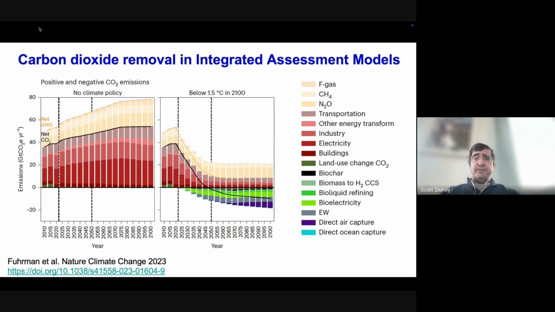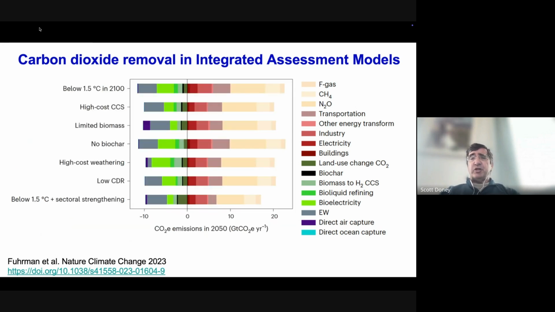Next slide, please. So this is just showing various different sensitivity experiments. One of the nice things about integrated assessment models is they're relatively inexpensive to run, and you can do a wide range of sensitivity experiments. The base case or reference case that we had for the below 1.5 degrees Celsius run is the top line. And then you can see a bunch of different sensitivity runs.